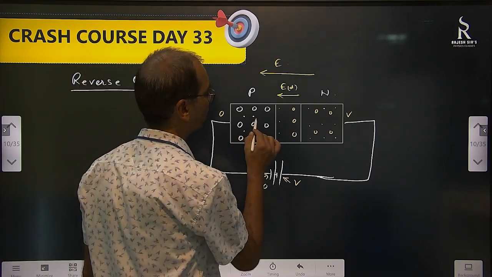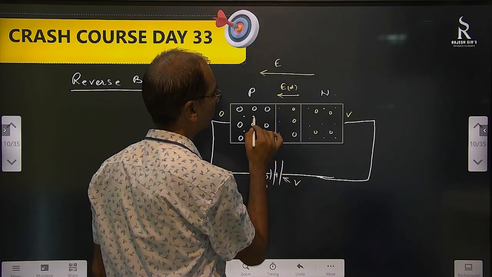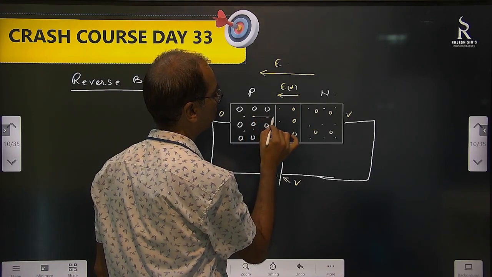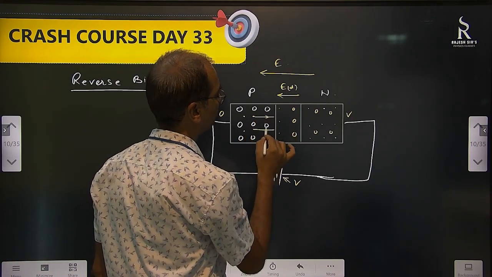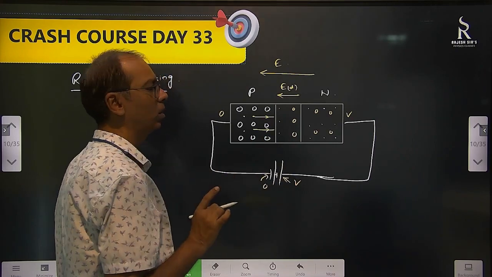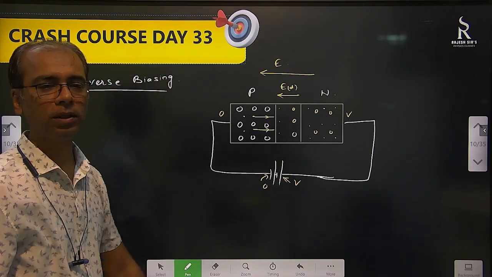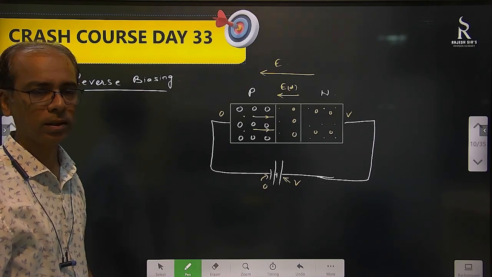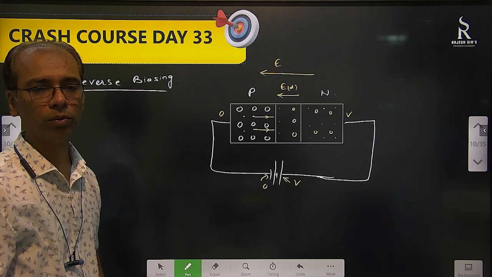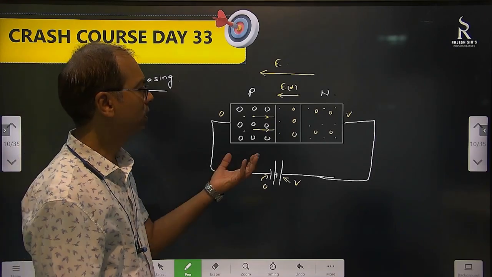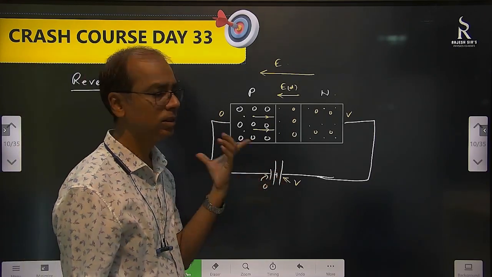So these electrons are here, and the electric field is like this. This electron, being a minority charge carrier, can move. So initially you will get only a very small current because of these minority charge carriers. Other than that, nothing is there. Now there is nothing we have to do, we just have to increase this potential.